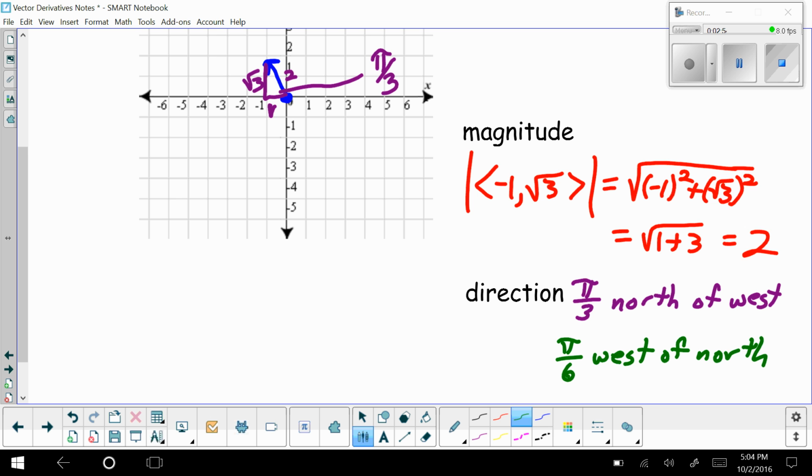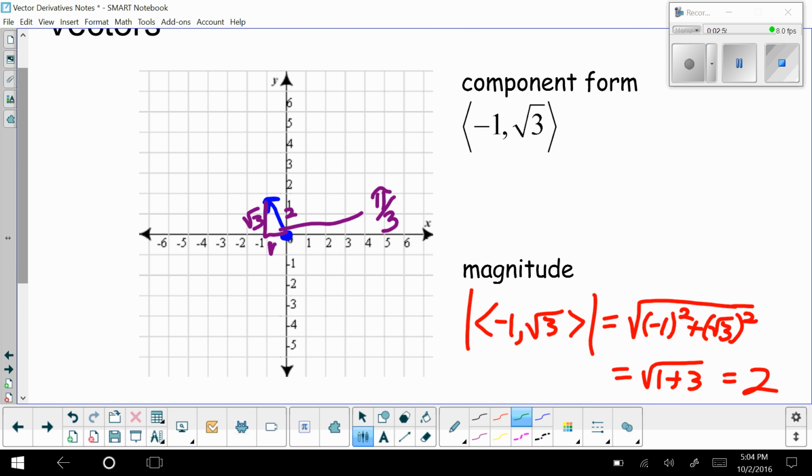Within calculus, it's rare to be talking direction in this way. It's why we normally just use component form. Magnitude we do take advantage of because it's a way to give us the length of a vector, which is really just doing our Pythagorean theorem.